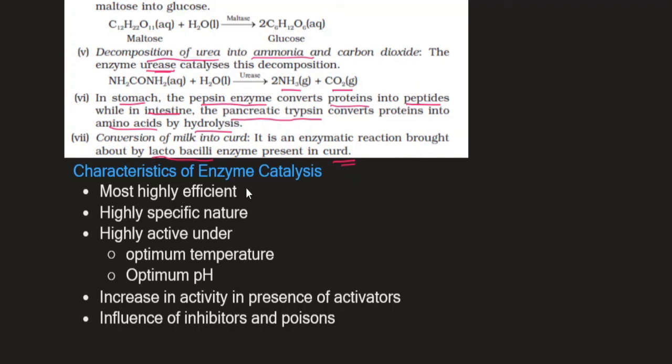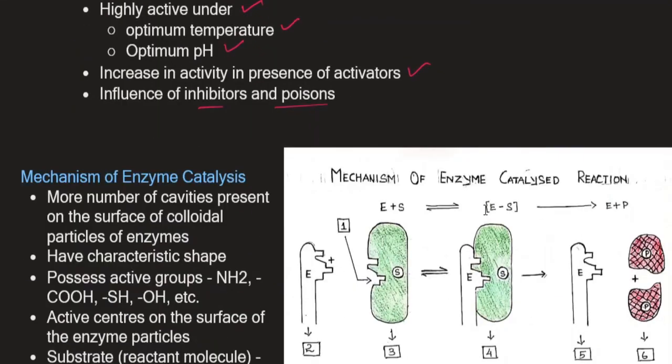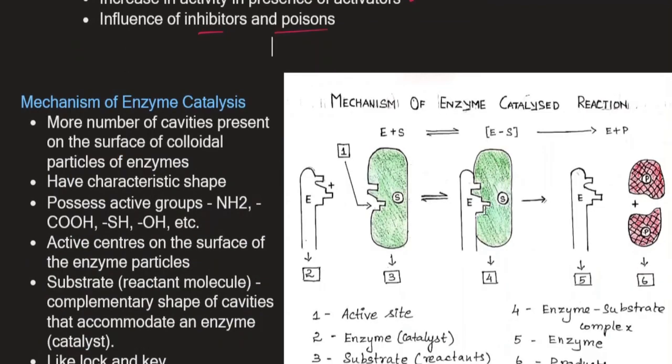They are highly efficient. They are highly specific in nature. They are highly active under optimum temperature and optimum pH. They increase in activity in presence of activators, and there is an influence of inhibitor and poison in the case of enzyme. So these are the key points about enzyme catalysis. Now we need to know something about the mechanism of enzyme catalysis.